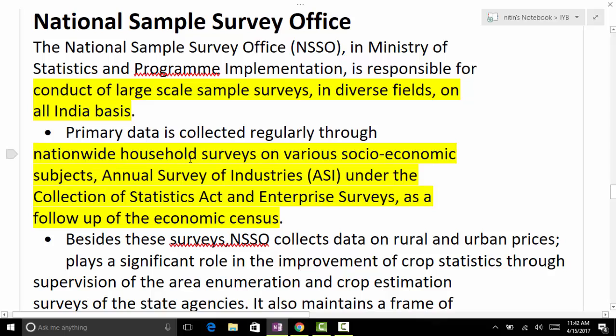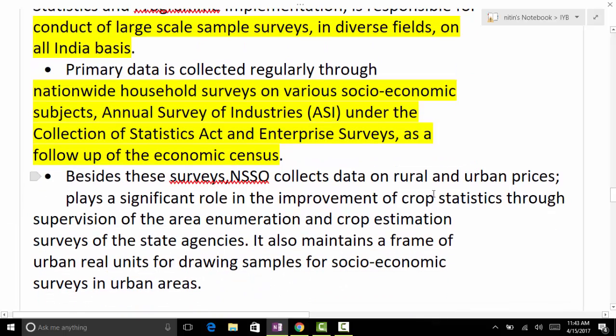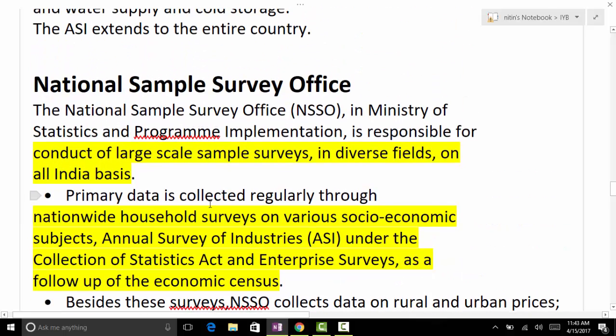It does the household survey on various socio-economic subjects, ASI also, under the Collection of Statistics Act, enterprise survey, follow-up of the economic census. It collects the data on urban rural prices. So just remember, it does conduct a large sample survey in diverse fields on all India basis. That's it.